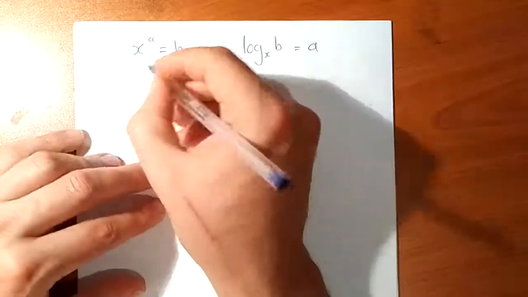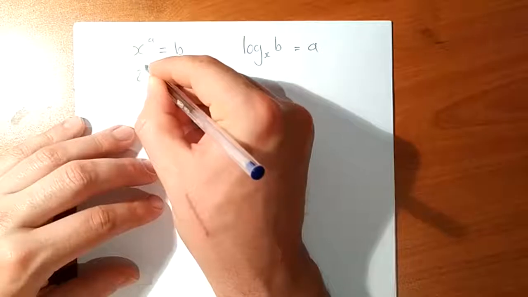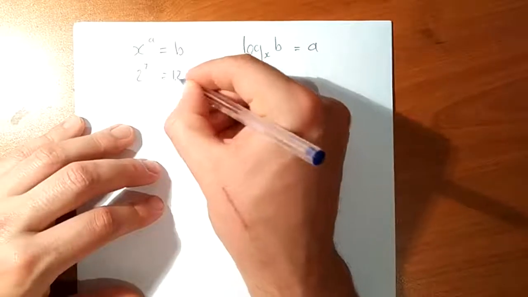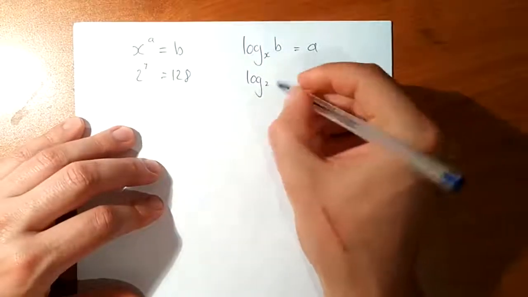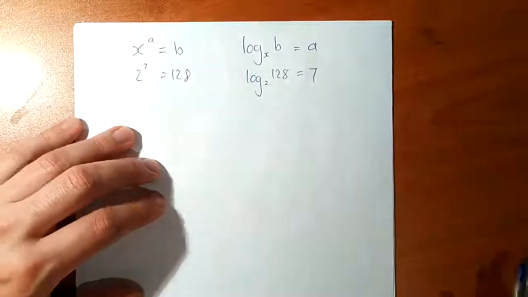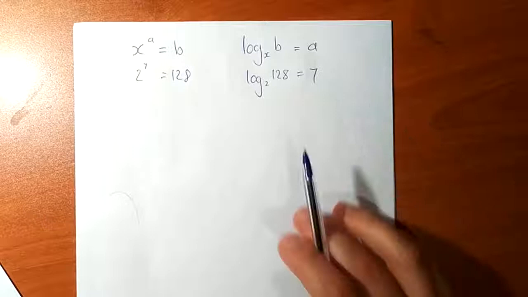So for example, let's say 2 to the 7 is 128. Then the power to which 2 has to be raised to get 128 is 7. Right, so these are logarithms, and you should have seen a lot of these.